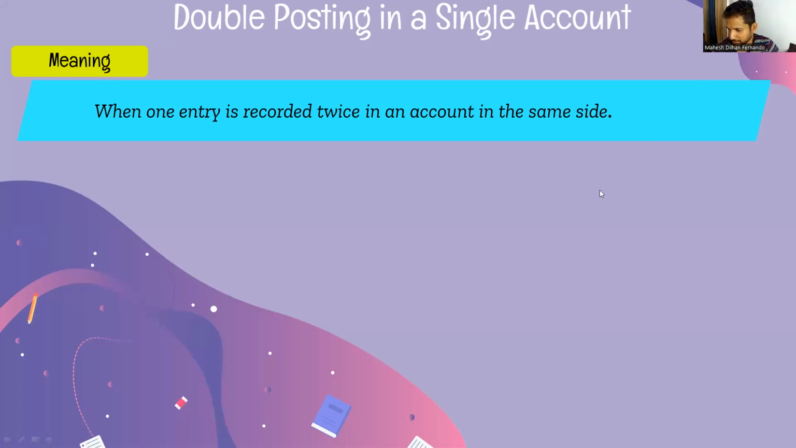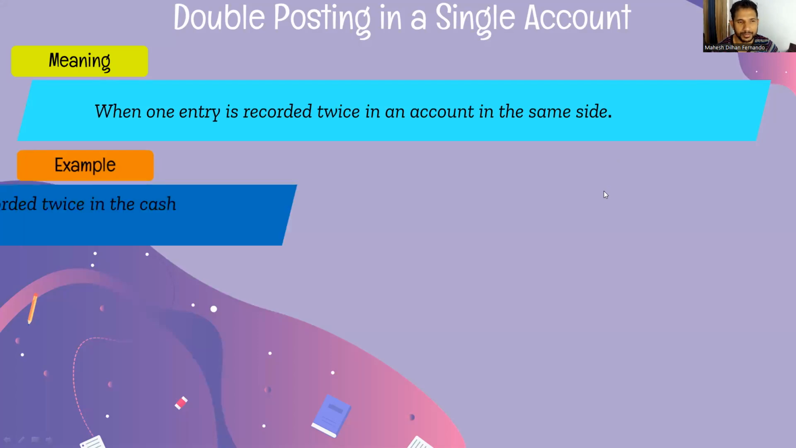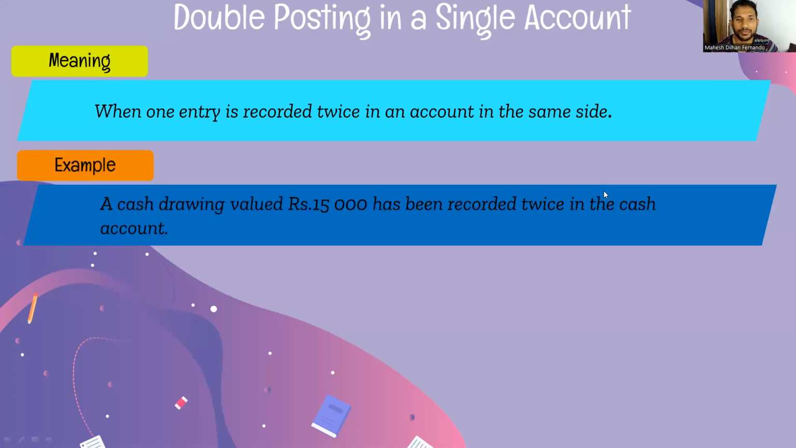Write out the meaning. Example: a cash drawing valued 15,000 has been recorded twice in the cash account. Write down the example.